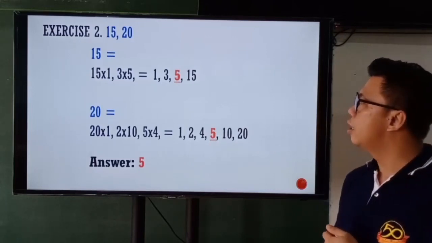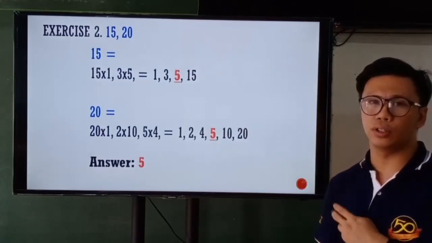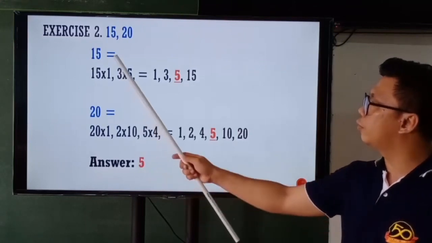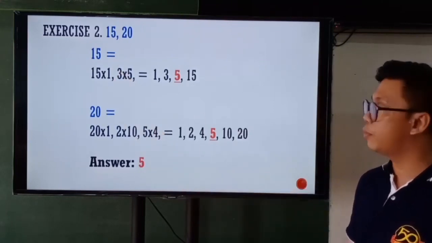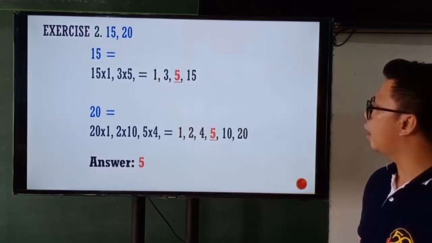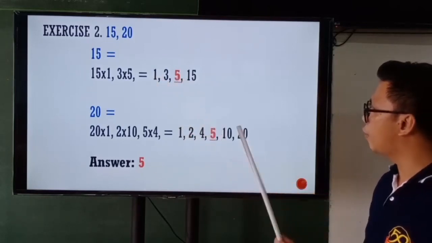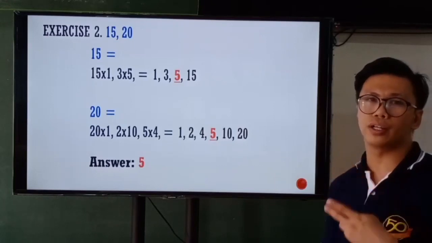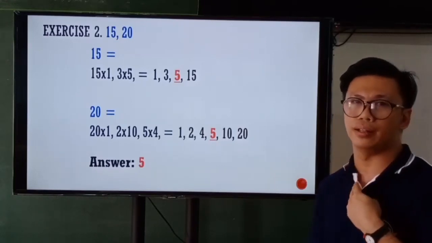So first, we will find the common factor. What are the common factors of 15 and 20? Look at the numbers. So we have 1 and 1. We have 5 and 5. So we have two common factors, 1 and 5.